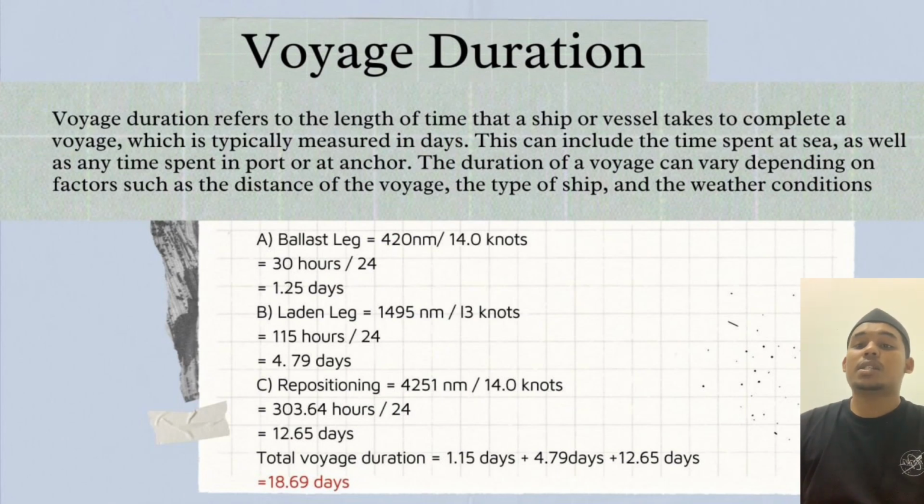The flow is the same for how to calculate. After you get the three calculations yearly, you need to add all three answers you get from the repositioning, then laden leg and ballast leg. Then you can total all the answers to get the voyage duration.